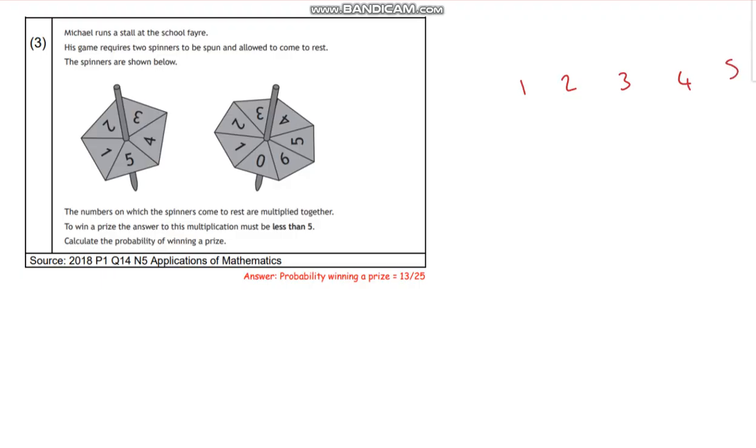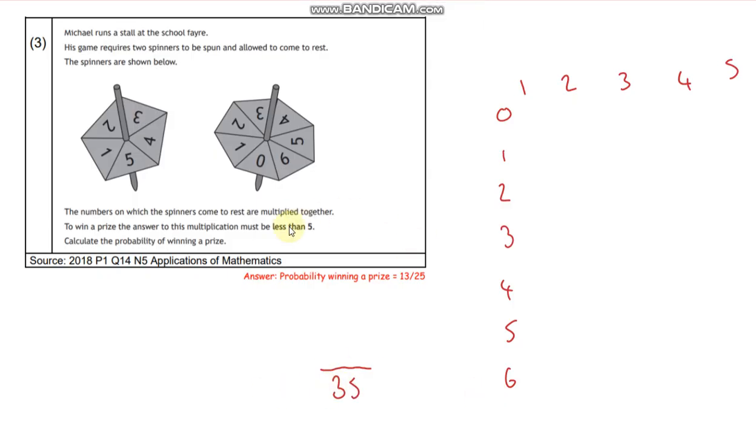And this one's got 0, 1, 2, 3, 4, 5, 6. 0, 1, 2, 3, 4, 5, 6. So what are my options then? I've got 5 by 7. So again, it's going to be out of 35 potential options.